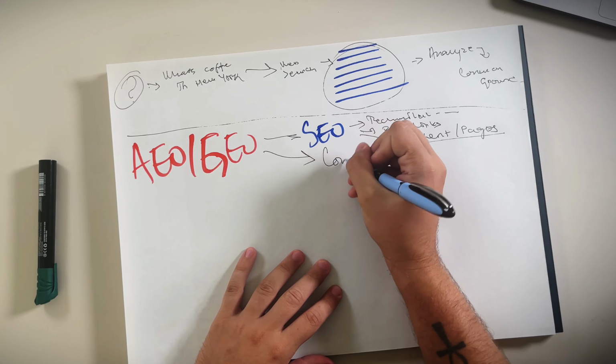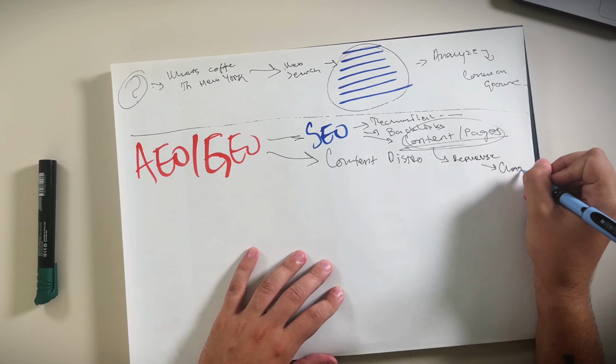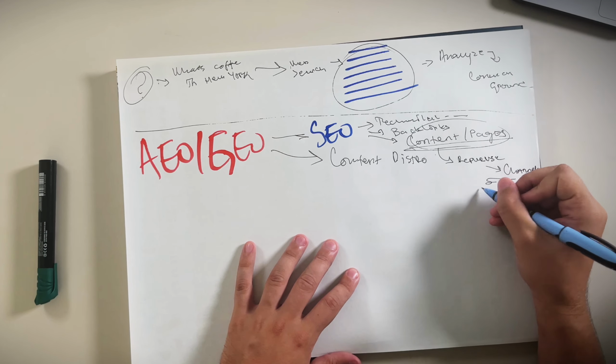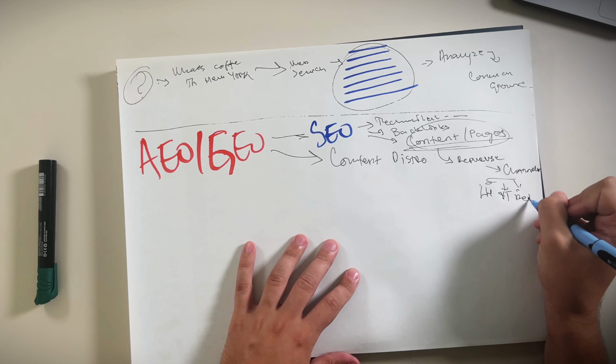The second thing that we have is content distribution, which is basically how do we get this content over here? How do we repurpose it and distribute on other channels? Now, what those channels might be, we'll see through our research, but that can be like LinkedIn, YouTube, Reddit, wherever our customers or wherever AI crawlers go to source answers.